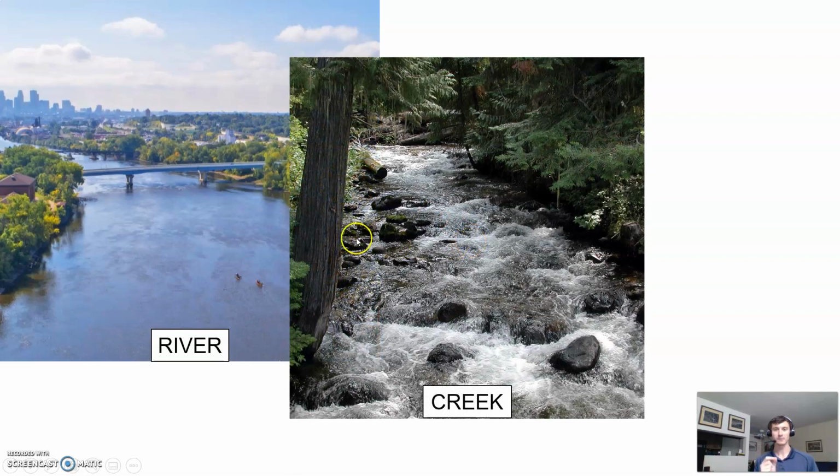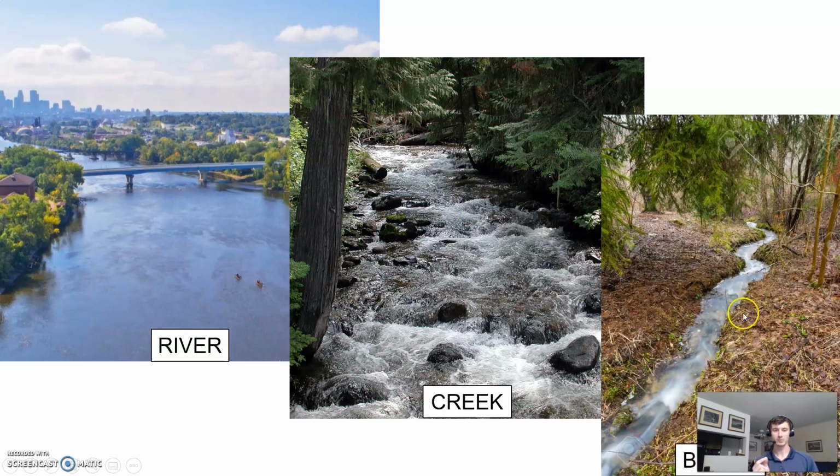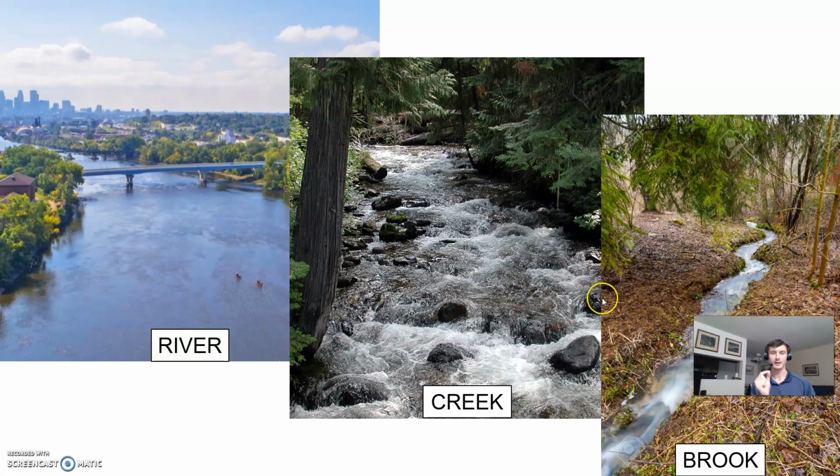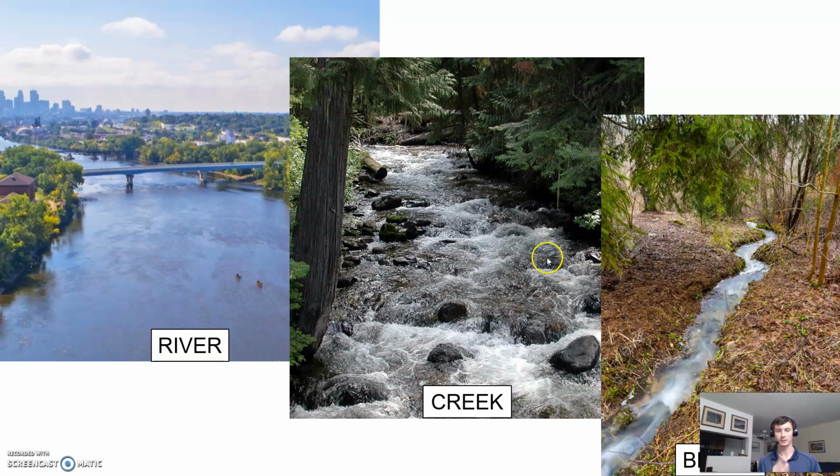Now, a creek is a little bit more than you could jump over from one side to the other, but you could pretty easily take a rock and throw it to the other side of the creek. And finally, for a brook, let's move me out of the way. A brook is small enough that not only could you throw something to the other side, but you could very easily jump over or even step over to the other side of the brook, being the smallest of our three here.